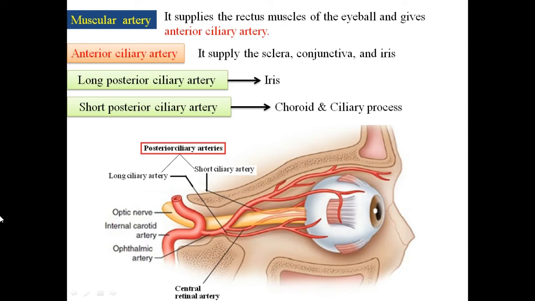So let us see the muscular artery. It supplies the rectus muscles of the eyeball and gives the anterior ciliary artery. The anterior ciliary artery is a branch of the muscular artery that supplies the sclera, conjunctiva and iris. Regarding the posterior ciliary arteries, they divide into two, short and long. You can see the long ciliary artery and short ciliary artery. The long one supplies the iris, and the short one supplies the choroid and ciliary process.